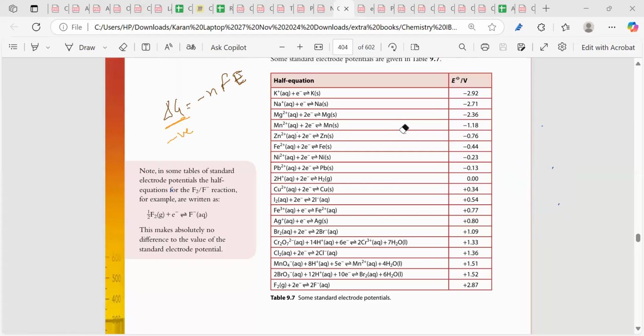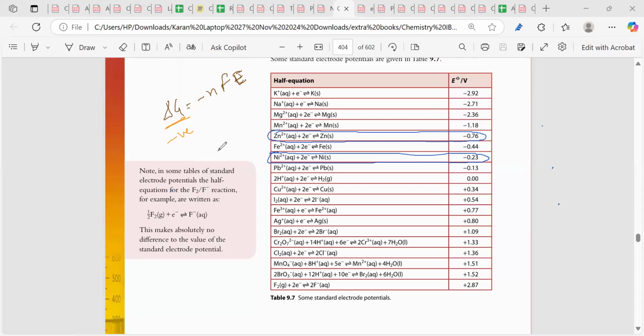We have to combine, suppose, zinc and nickel. We have taken these two half cells to form the voltaic cell. Now, which one to take at the cathode, and which one at the anode? That is the question.